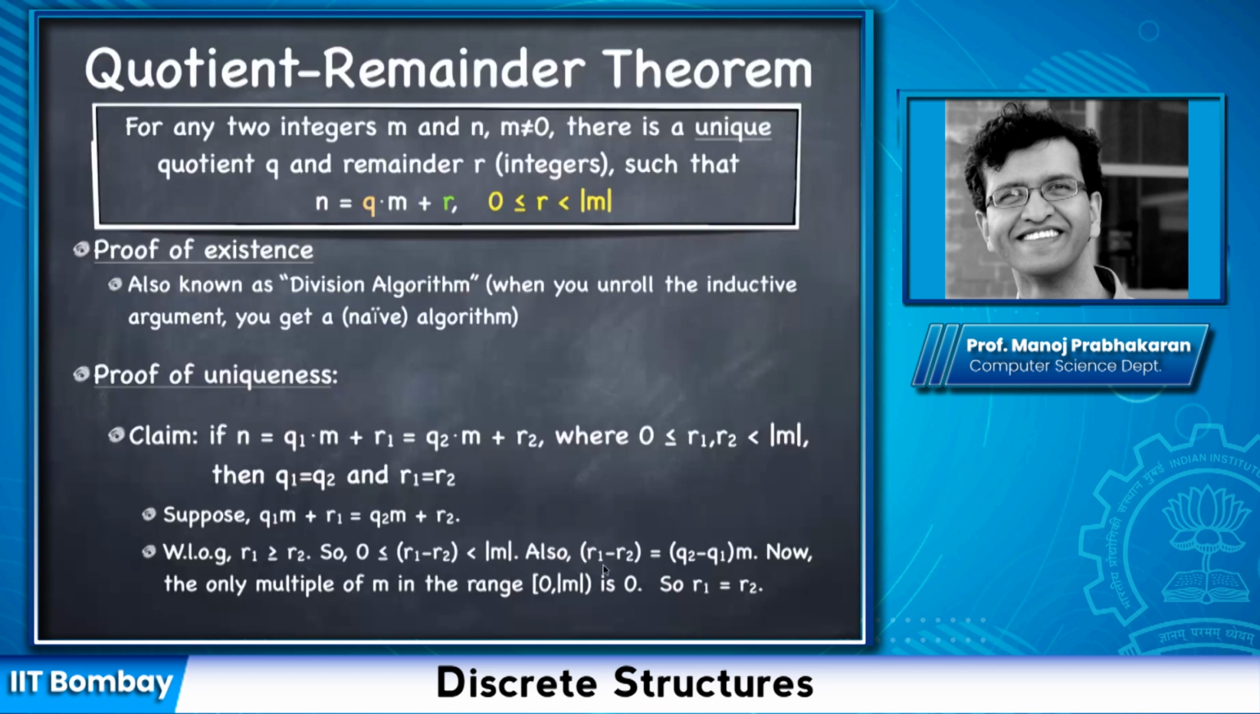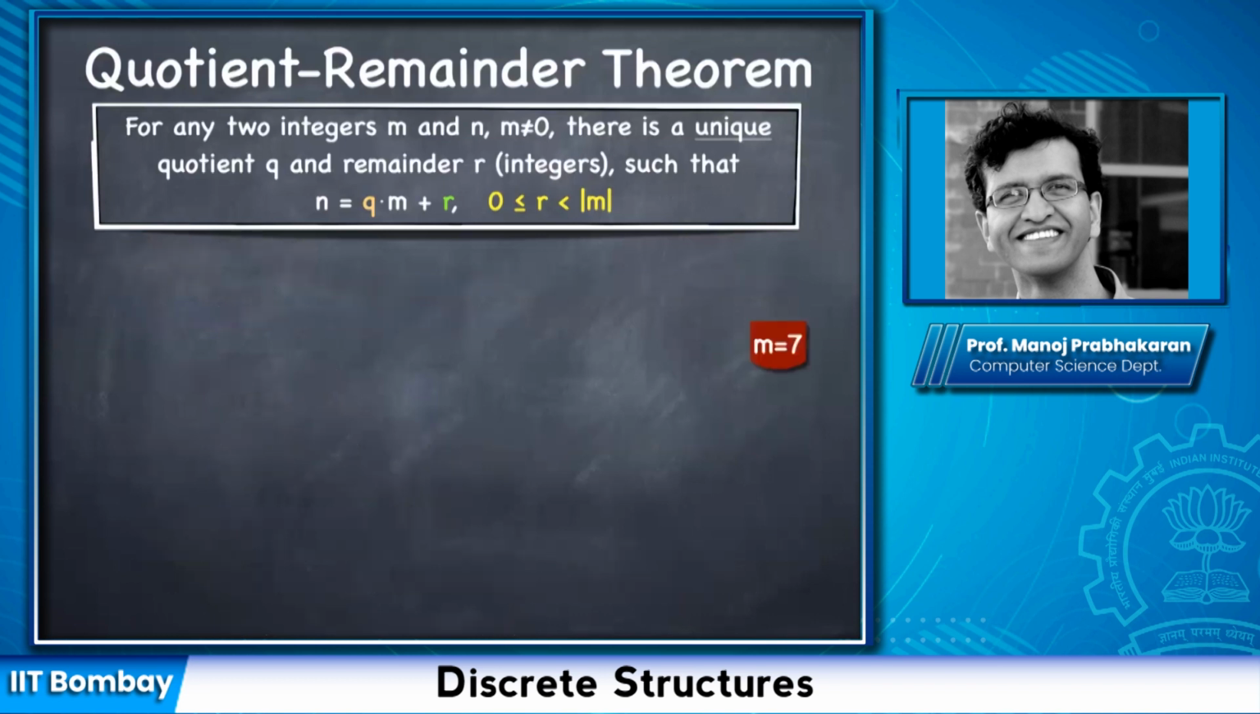Or said another way, it's the same thing. R1 minus R2 is a multiple of m, and it is in this range. So there is only one multiple of m that is in this range, namely 0. Okay, so R1 equals R2. And once you have R1 equals R2, from here you have Q1m equals Q2m. And m is non-zero, so Q1 equals Q2. Okay, again, that's a cancellation property of multiplication. All right, so that proves that this quotient and remainder are unique.